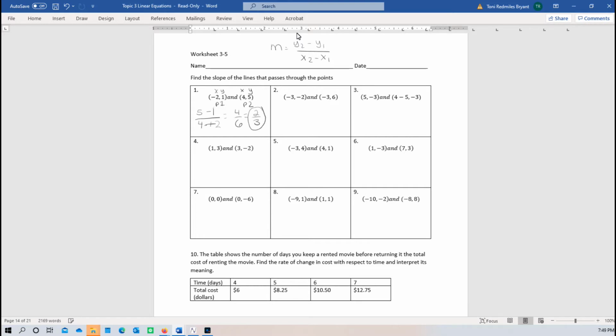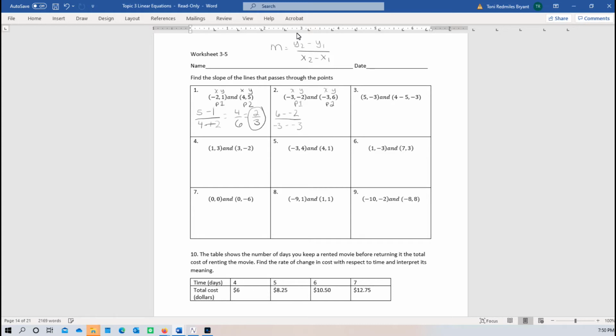All right, for the next one, you can actually flip-flop your point 1 and point 2 if you want, and you'll still get the same answer as me, but this is the way I'm going to work it out just to be consistent. So you always know that I'm going to put the first point as point 1, second point as point 2.